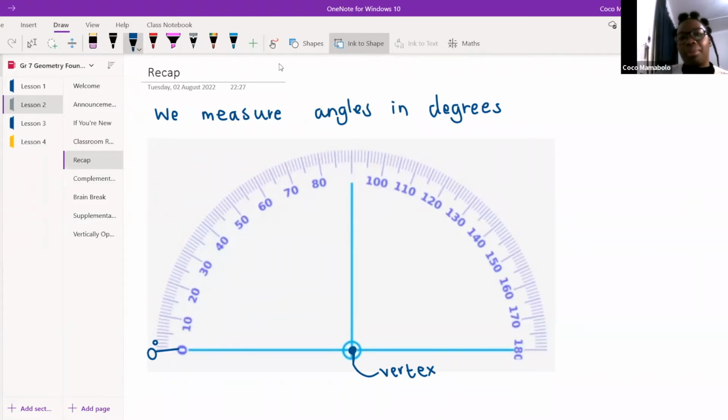So what I'm going to do is take a ruler and draw a line. First I'm going to draw the dot for my vertex. And then I'm going to take a ruler and draw a line from my vertex, which is in the middle of my protractor, to 0 degrees. Then I'm going to take a ruler and draw another line from my vertex. Do you notice I always start from my vertex? I start from the middle and then I draw my line outwards like that. And then I'm going to draw a line like this.